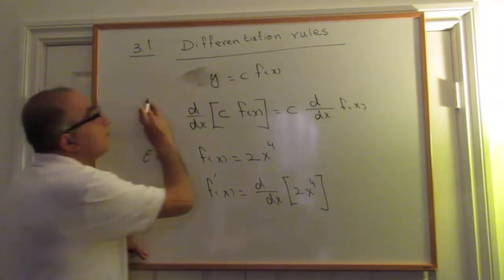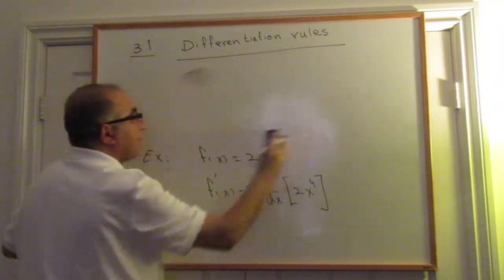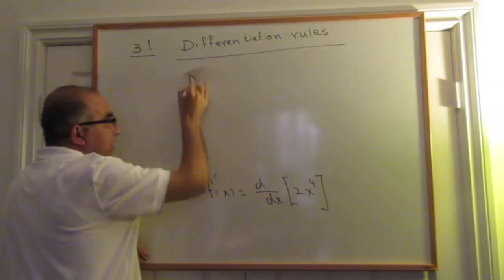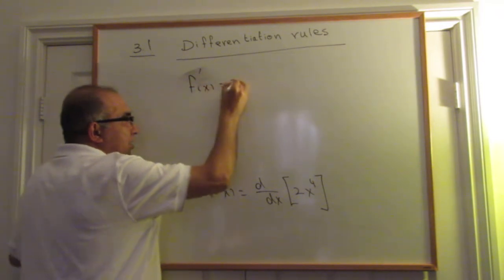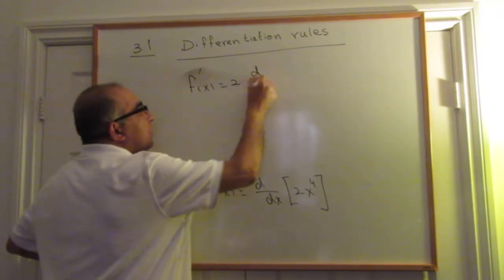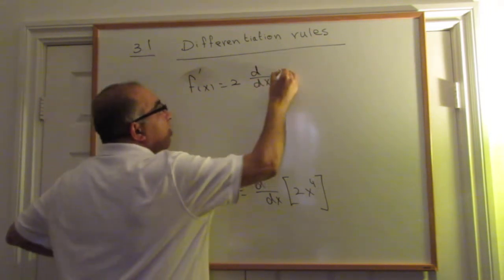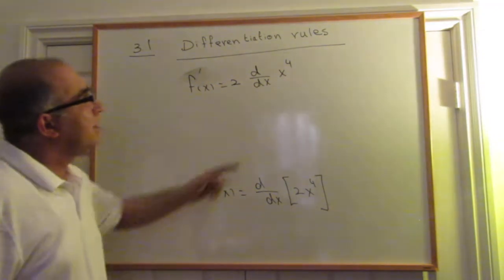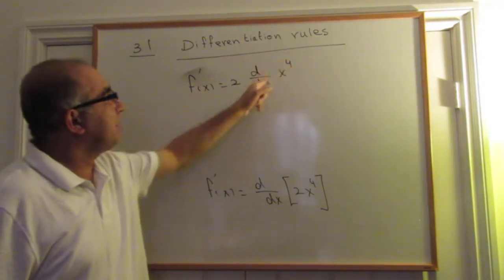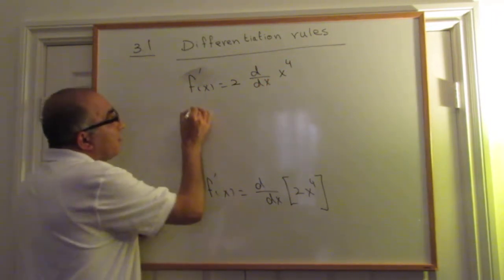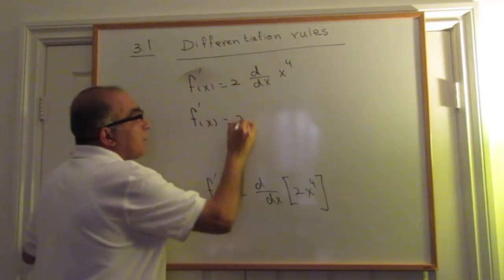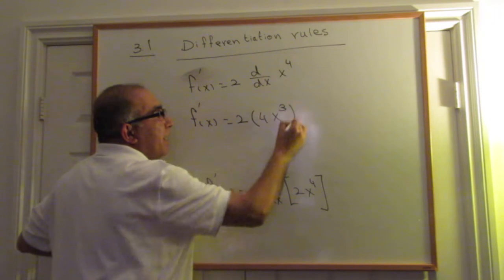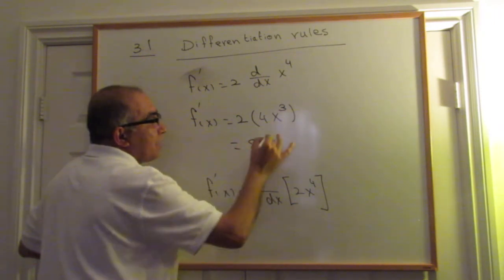And from here, I'll bring the constant outside, then f prime of x equals 2 d over dx of x to the power of 4. And we learned this one in rule number 2, how to deal with the power rule. Subtract 1 from the exponent and multiply by 4 in the front, right? Then f prime of x equals 2 times 4x to the power of 3, which gives you 8x cubed.